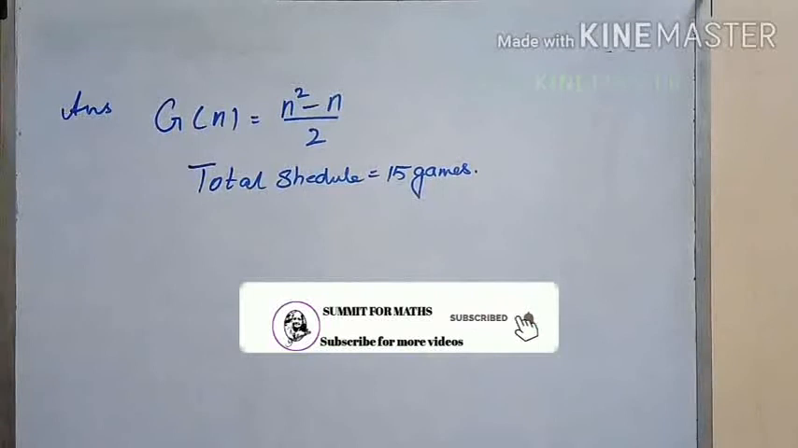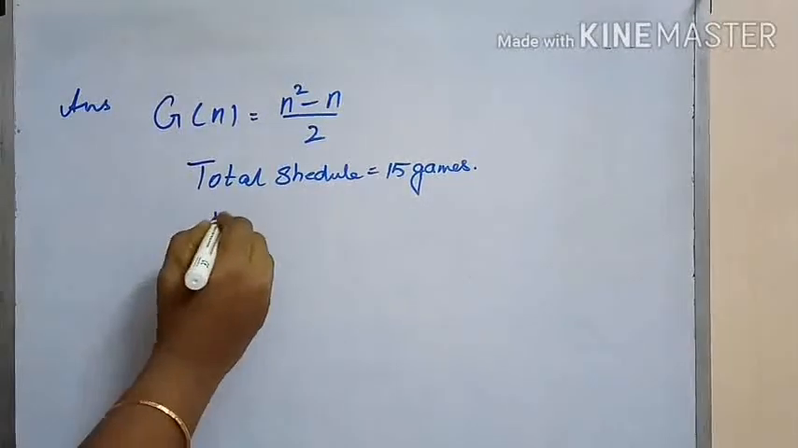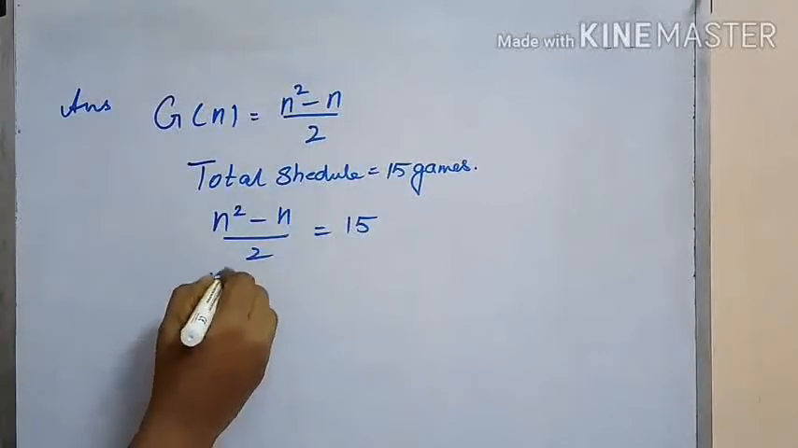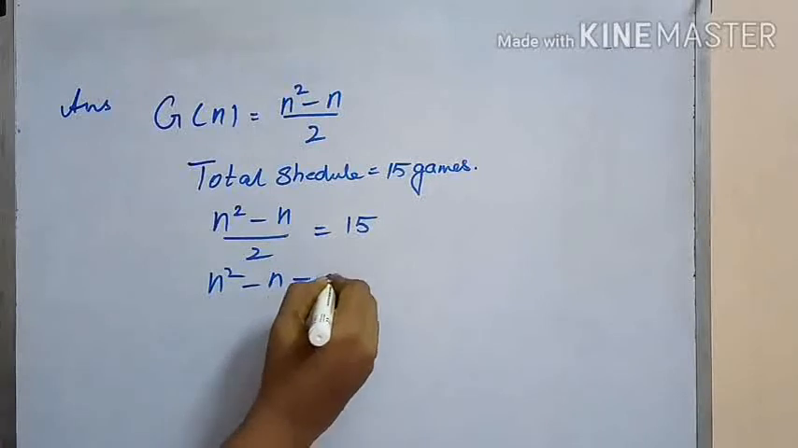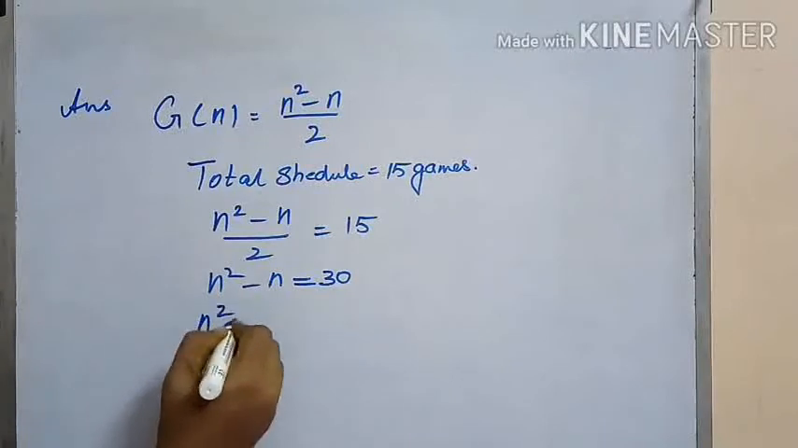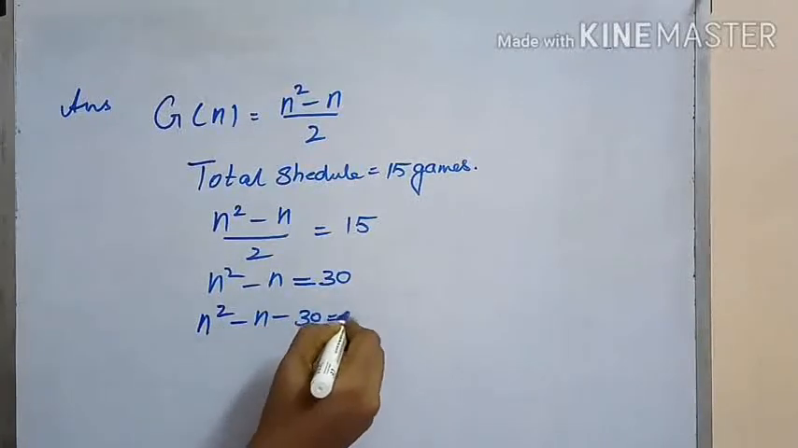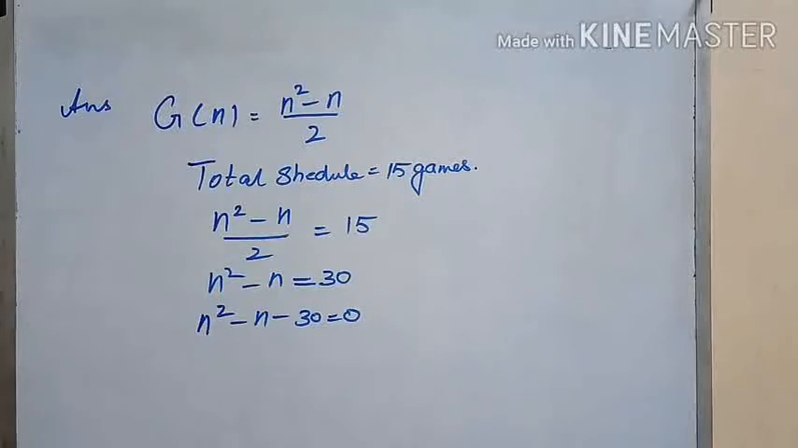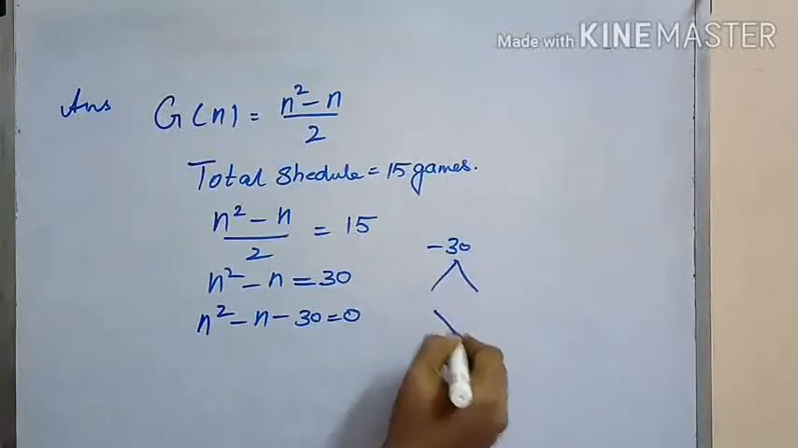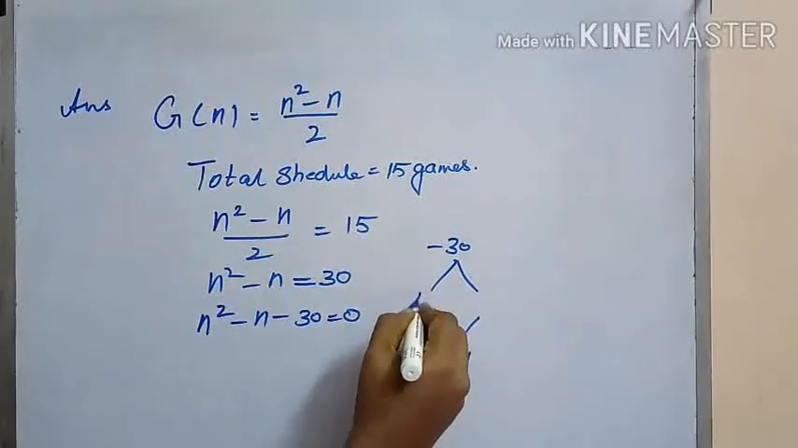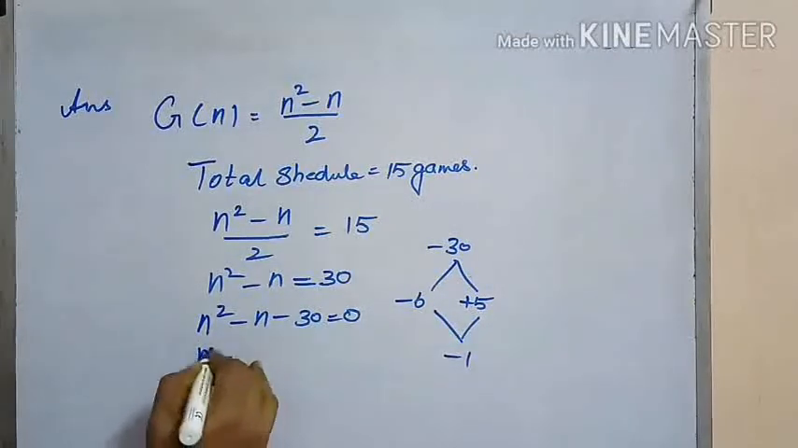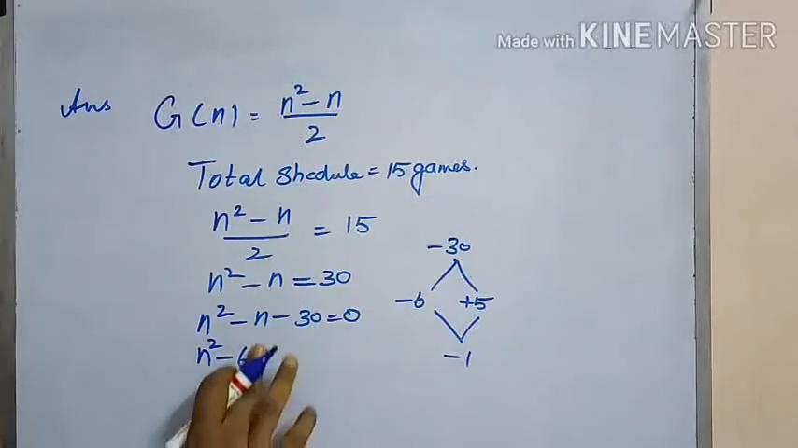Which implies n squared minus n by 2 is equal to 15. So that gives us the quadratic equation n squared minus n is equal to 30. So n squared minus n minus 30 is equal to 0. Now factorizing by splitting the middle term, we get the factors as n minus 6 and n plus 5.